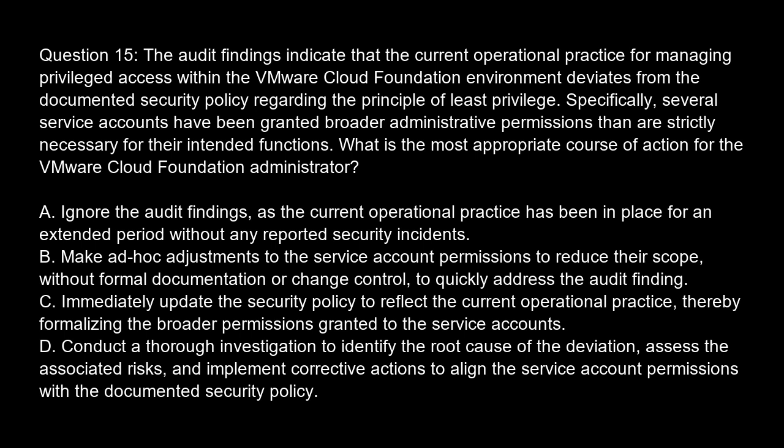Option A. Ignore the audit findings, as the current operational practice has been in place for an extended period without any reported security incidents. Option B. Make ad hoc adjustments to the service account permissions to reduce their scope without formal documentation or change control to quickly address the audit finding. Option C. Immediately update the security policy to reflect the current operational practice, thereby formalizing the broader permissions granted to the service accounts. Option D. Conduct a thorough investigation to identify the root cause of the deviation, assess the associated risks, and implement corrective actions to align the service account permissions with the documented security policy.